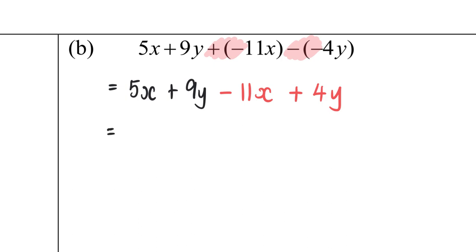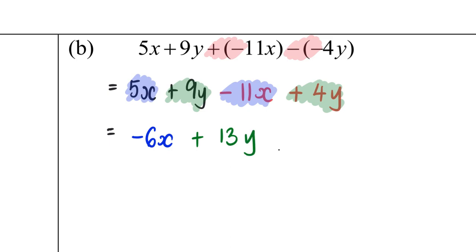Alright, and then we start to identify the like terms. Take note that the sign in front of the term belongs to that term itself. So this one we must see as 5 minus 11, and that will leave me with negative 6x, positive 9y, and positive 4y. 9 plus 4, altogether, we will have a positive 13y. We stop here as there are no more like terms.